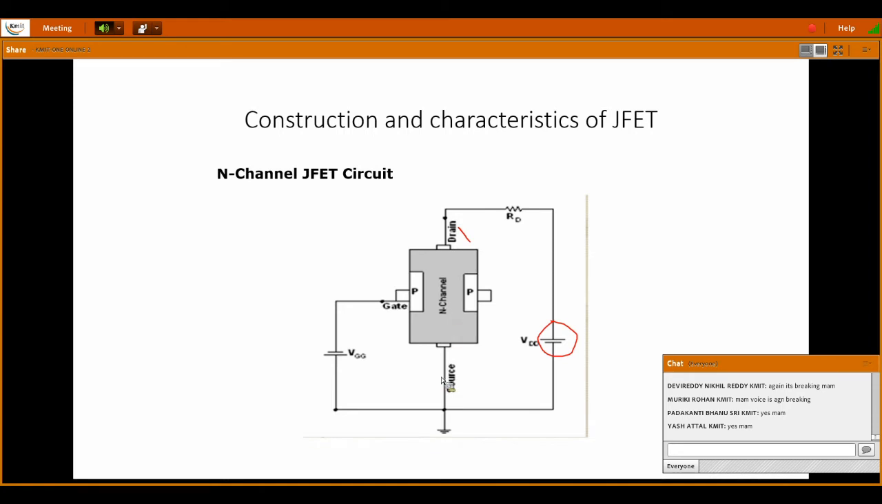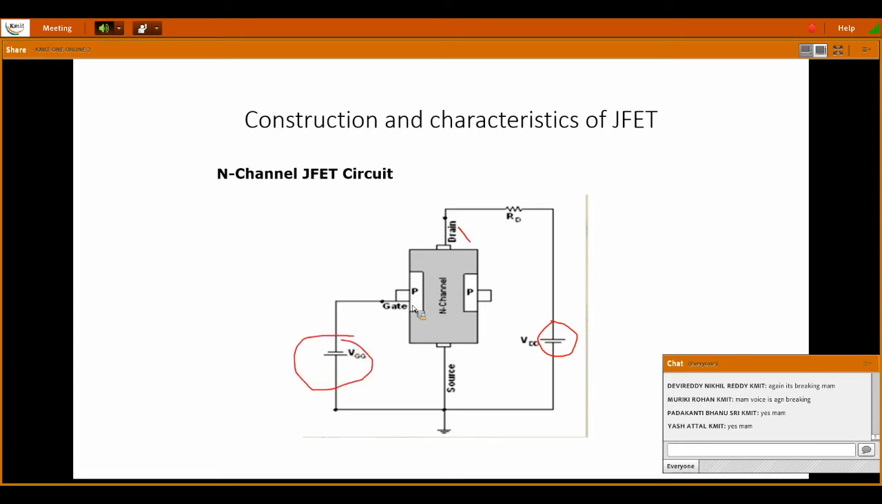And here drain and source are taken from the same N channel, that is, N-type material. Okay, so you can interchange the drain and source terminals, but the drain should always be connected to the positive terminal if you are considering an N-channel JFET circuit. Okay, this point should be noted. And as we have already discussed, a common terminal is taken from the two P-type materials as the gate. So gate and source supply will always be reverse bias.